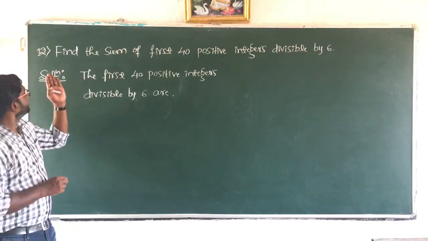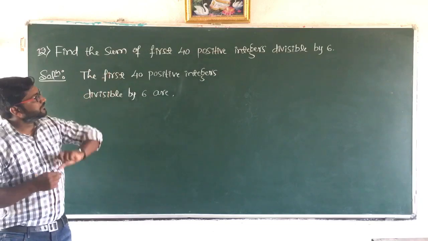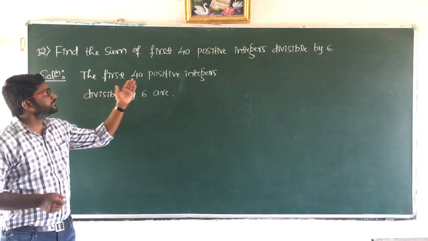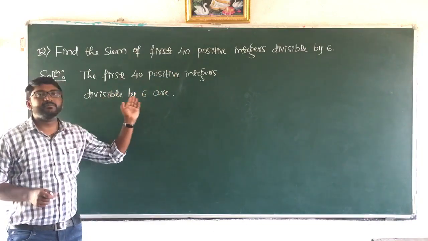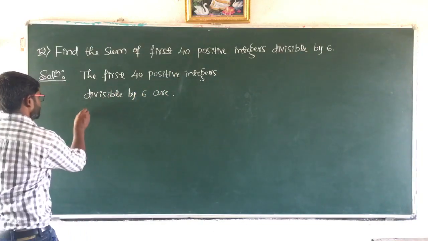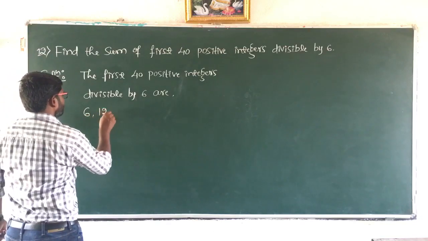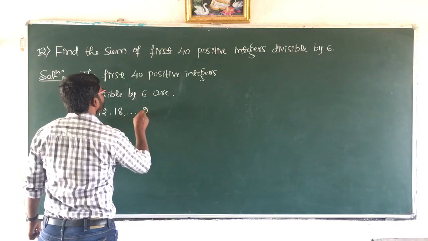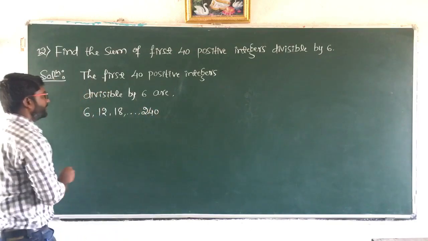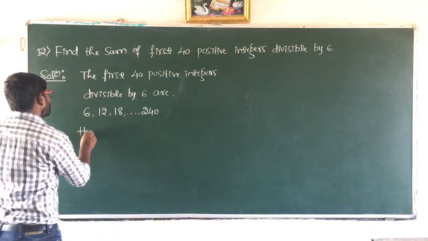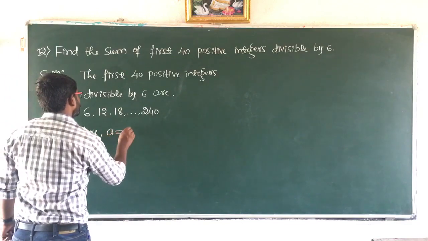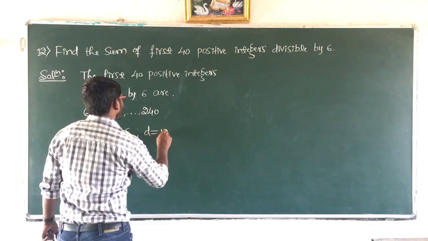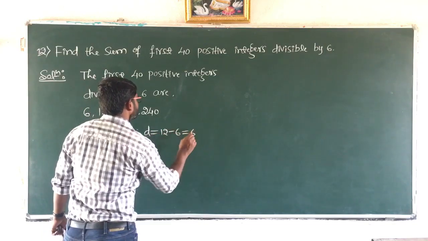Yes, the next question is: find the sum of first 40 positive integers divisible by 6. So see here, the first 40 positive integers divisible by 6 are 6, 12, 18, and so on up to 240. So now here a is equal to 6, and d is equal to 12 minus 6, which is equal to 6.